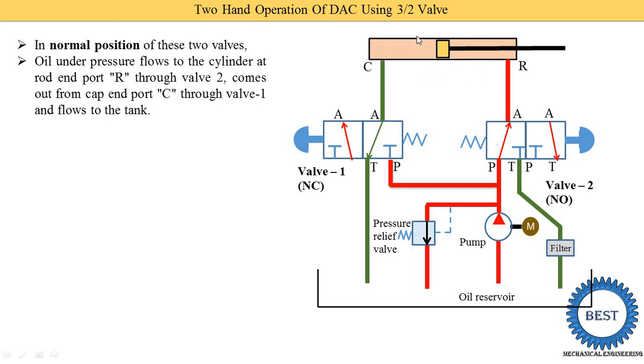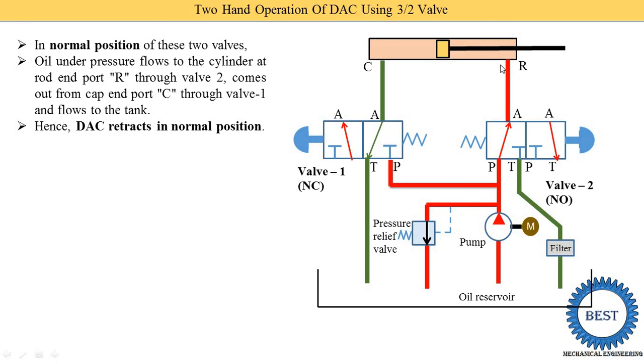At the same time, some oil is present on the left side of the piston, on the cap end side. This oil enters the C port. From the C port it comes to the A port of valve 1, which is normally closed. Normally closed means the operator has not pressed the switch. At that time the oil is returned from A to T port, and from the T port it goes to the oil reservoir. So it comes out from the cap end port C of valve 1 and flows back to the tank, and hence the double acting cylinder retracts in the normal position. During this position the cylinder is retracted.